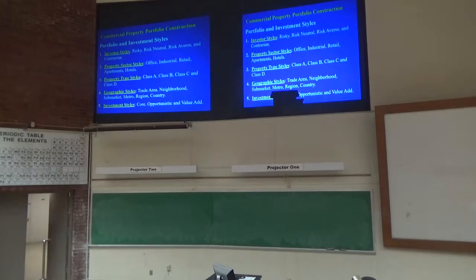And then there's investment styles called core, opportunistic, and value add. Core is Class A, new quality assets. It's like buying a AAA rated corporate bond. It's never going to default. It's always going to retain its value.